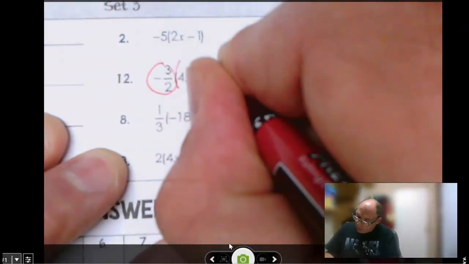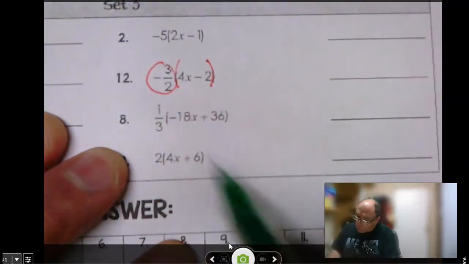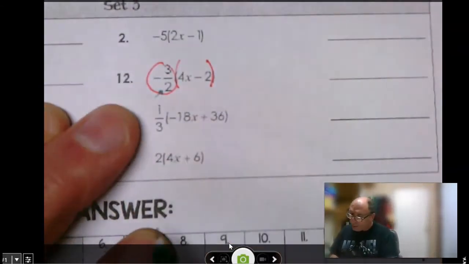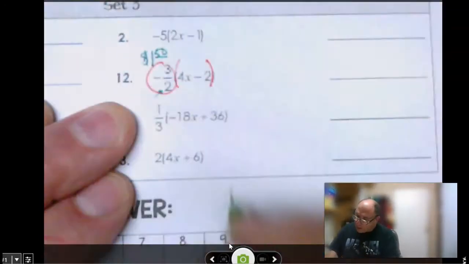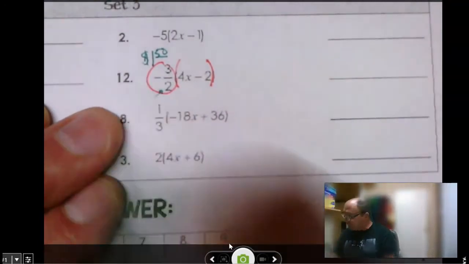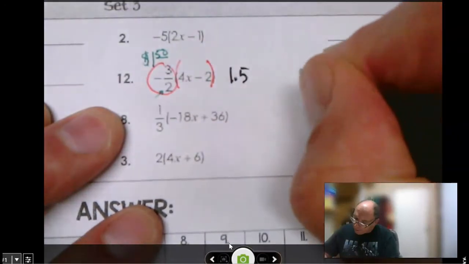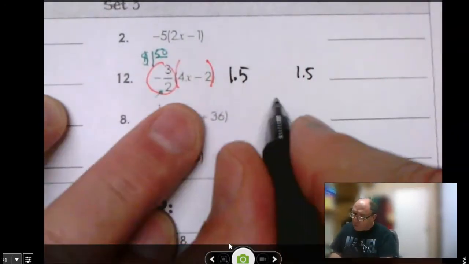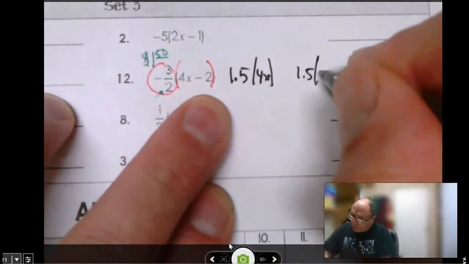This -3/2, I've got my -3/2 being distributed to the 4x and the -2. Okay, remind me now, what coin is the 2 on the bottom? Oh yeah, that's a 50-cent piece, right? And we've got 3 of them. This ends up being 3 fifty-cent pieces, or $1.50. How do I write $1.50 as a decimal? 1.5. And so this becomes 1.5 being distributed to both terms, times the 4x and times the -2.